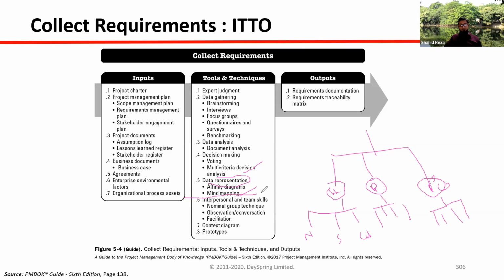So we have seen this far. Next class we'll start from number 6. There are almost 16 tools and techniques. 1, 2, 3, 4, 5, 6, 7, 8, 9, 10, 11, 12, 13, 14, 15, 16. Total 16 tools and techniques here.